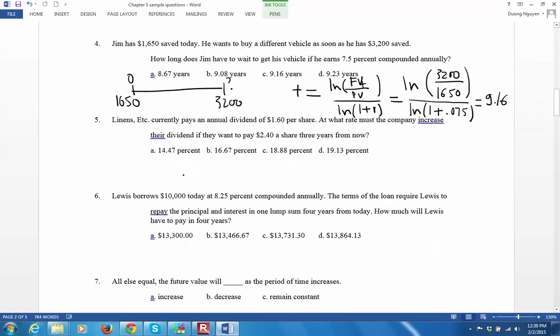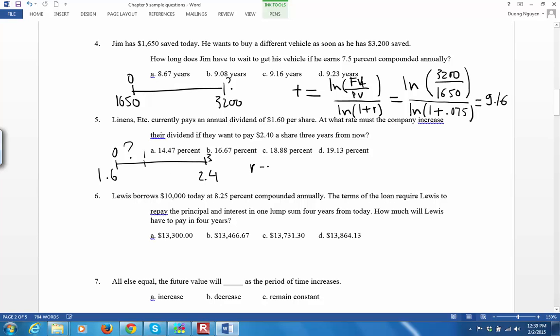Alright, number 5. You are looking for the interest rate, or the return. Currently the company pays a dividend of $1.6 per share, and in 3 years the company wants to pay $2.4 per share. What should be the increasing rate every year so that 1.6 will become 2.4 in 3 years?